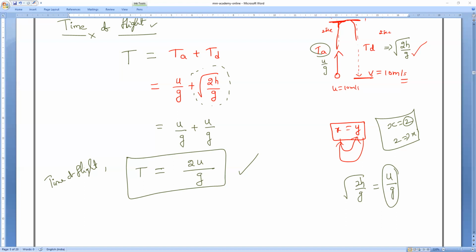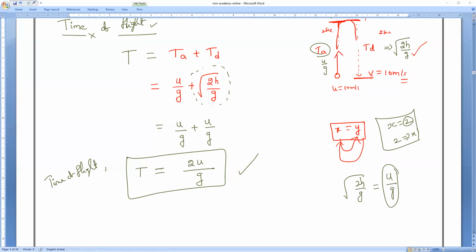adding two things. What is that, guys? It is given by the sum of time of ascent plus time of descent. Will you all be able to understand, everybody?